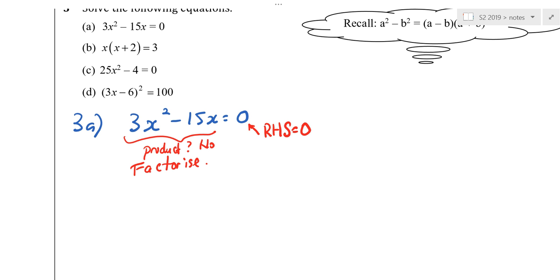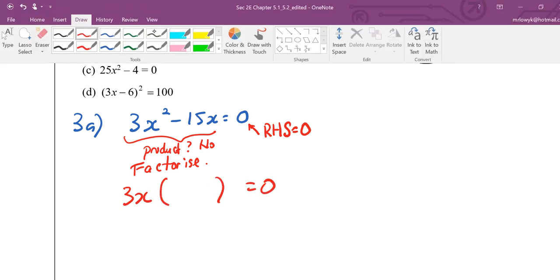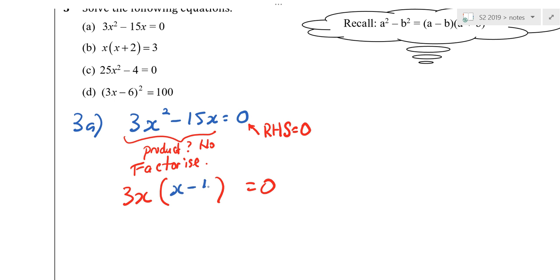No need. I look at 3x squared and 15x. Is there a number I can take out? 3. Is there an alphabet I can take out? X. Can you try and help me? If I take 3x here, what is left in this bracket? Does the rest of you agree it is x minus 5? Do I have the two brackets already?